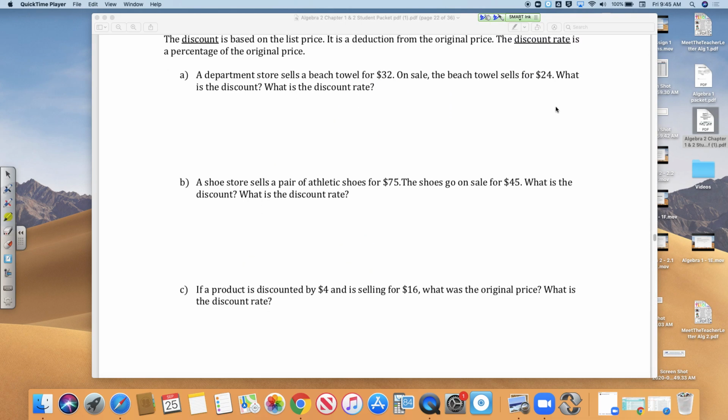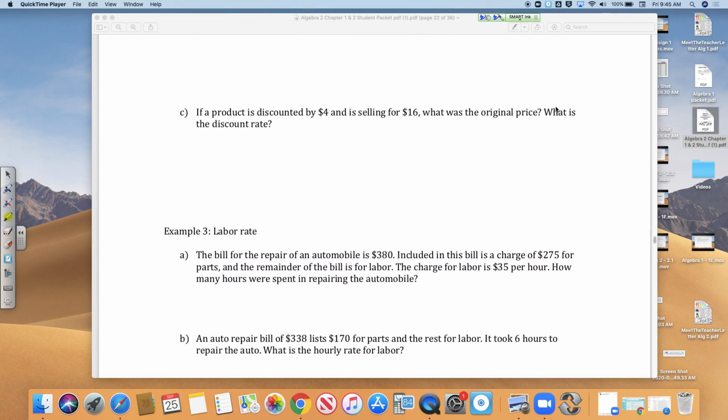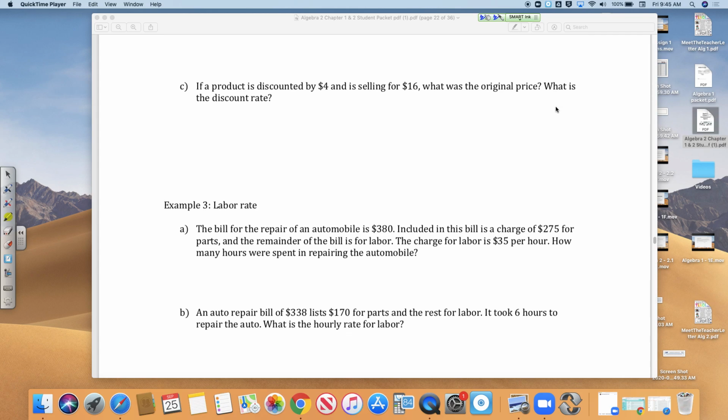All right, and then the last one on this page, letter C. If a product is discounted by $4 and is selling for $16, what was the original price? And what is the discount rate? So the product is discounted by 4, and now it's selling for 16. If I say the original price is x, and it's discounted by $4, then x minus 4 is equal to 16. So I know that the original price of this item was $20.